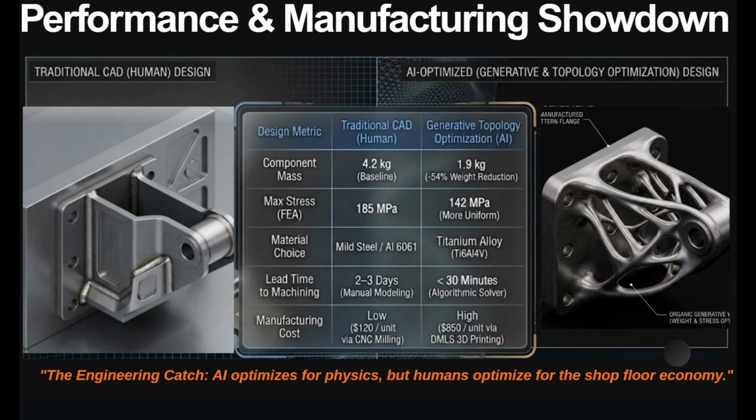But here is where the marketing brochures stop talking and real world manufacturing reality kicks in. The cost matrix. The traditional human bracket can be machined or fabricated anywhere globally for roughly $120 a unit using standard 3-axis CNC machining. The complex webbed titanium lattice generated by AI requires direct metal laser sintering, industrial 3D printing, that pushes the cost up to an estimated $850. This is the core dilemma facing modern product development teams. AI is unmatched at optimizing for physics, but it is up to human engineers to optimize for production economics.